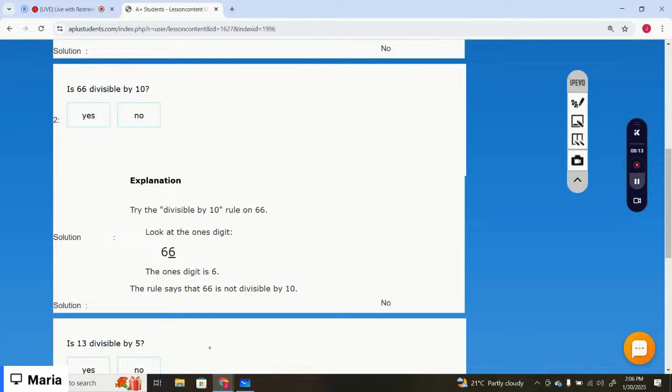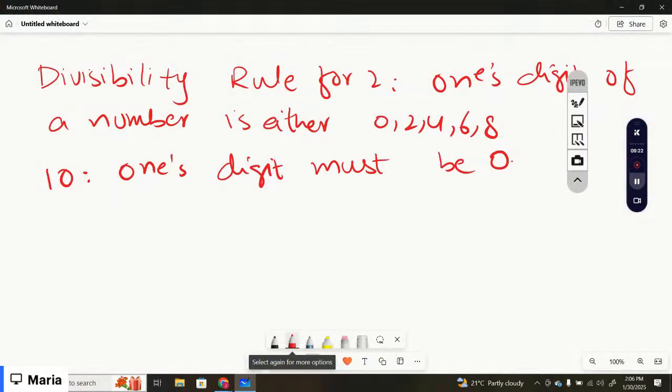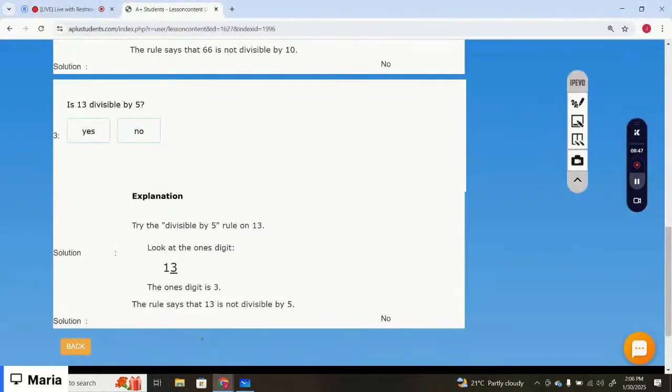Got it? Okay, just look at the third example: is 13 divisible by 5? The divisibility rule for 5 is that the ones digit must be 0 or 5. Either 0 or 5. Got it? So the number is 13. The ones digit is 3. That means no, it is not divisible by 5, right?